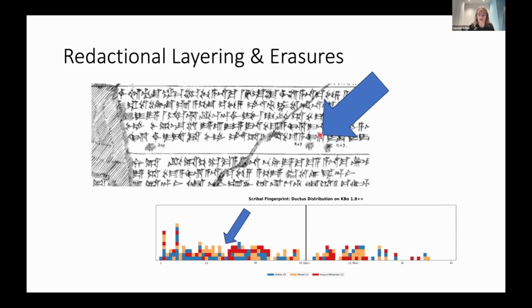If the mixed ductus were an error, we would expect the erasures to remove the foreign signs, to restore consistency, to correct toward Hittite. The archival status of KB018 as a redacted draft strengthens rather than weakens the intentionality argument. The redactional process eliminated unintentional errors. The foreign signs survived that process, and the redaction is the indication of that institutional intent.